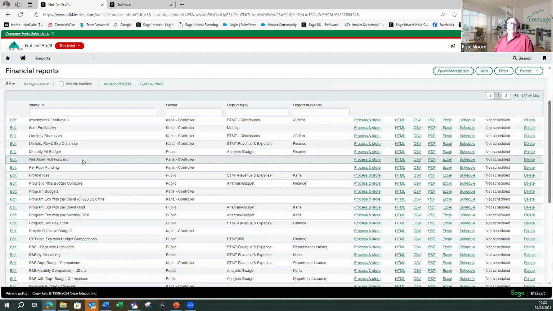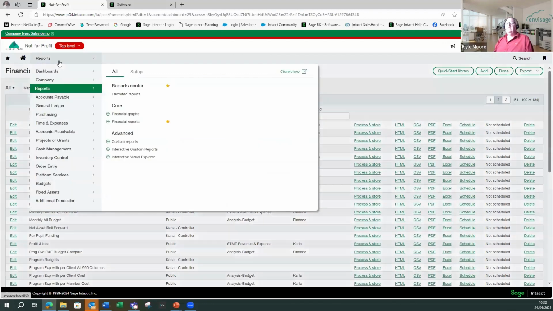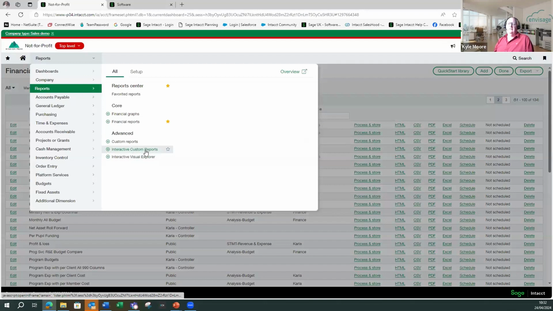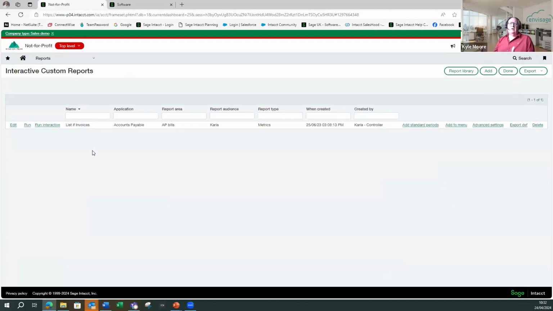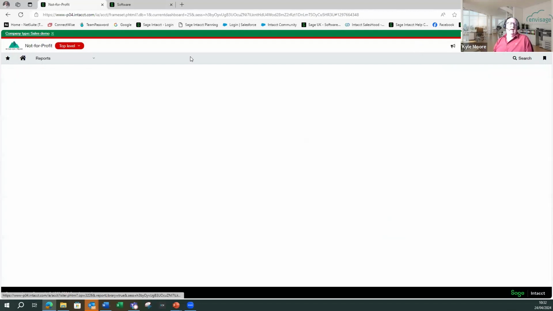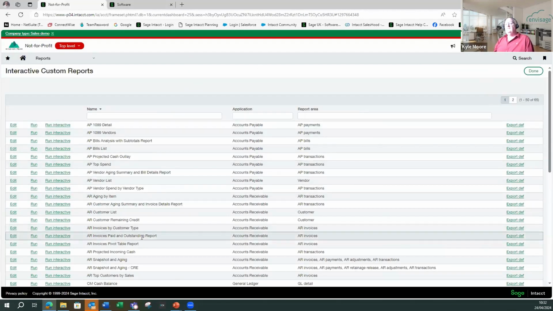The other reports that we have on the system are these interactive custom reports. So this is where we're trying to move beyond our spreadsheet. Again, we have a report library here. If I run the AR invoices pivot table interactively, what it's doing is going away and getting all the information from the AR invoices, and it's going to publish that on the screen.